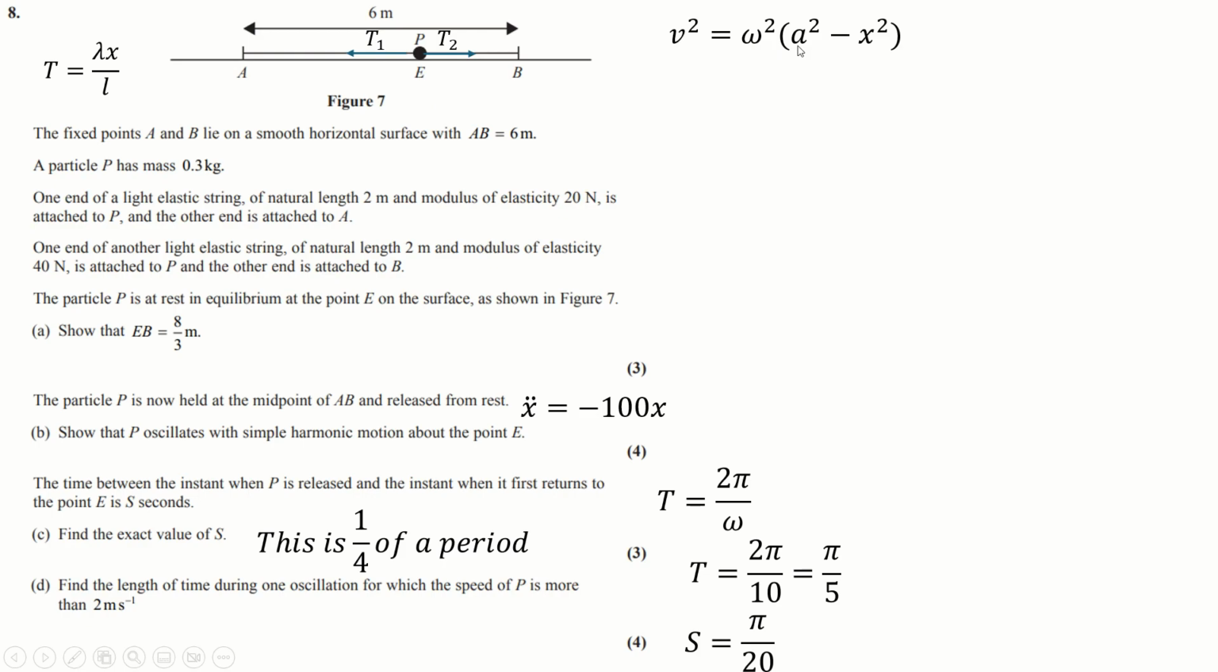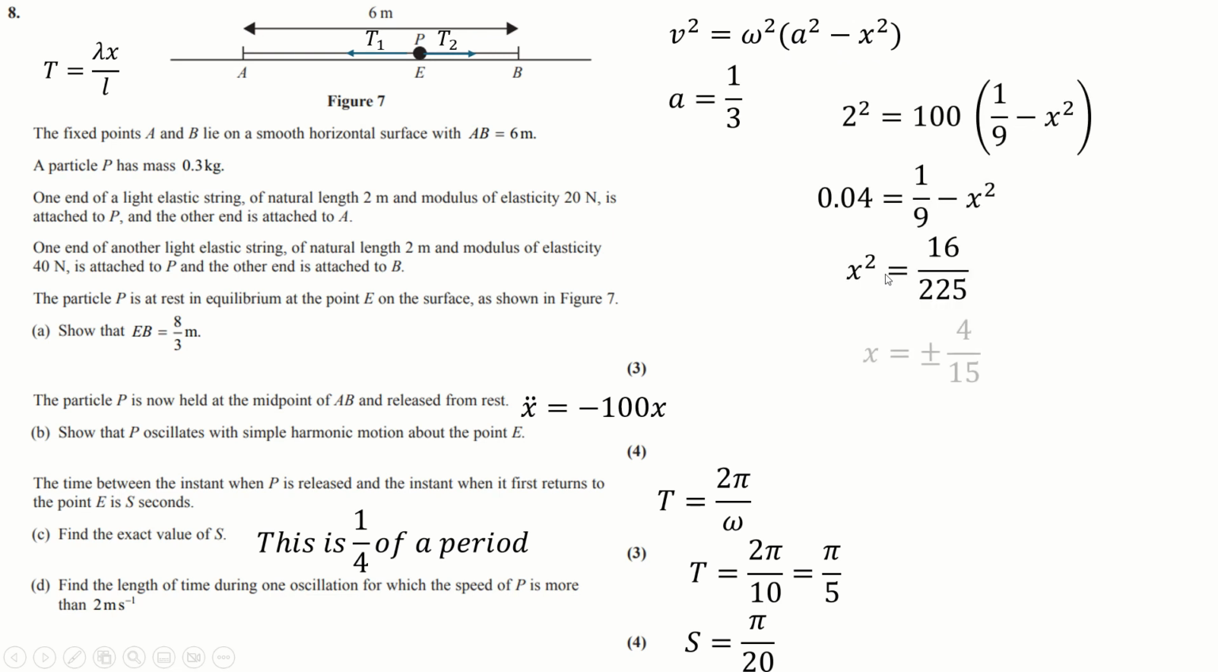Now, A is not immediately obvious, but of course, if EB is 8/3 and it's being released from the midpoint, well, the midpoint is 3 away from B, which is 9/3. So it's just 1/3 from E to the midpoint. So the amplitude is just 1/3. And now I can use all those values to find out the 2 x values for which I'm traveling at speed 2. So essentially, either 4/15 this way will give me a speed of 2, or 4/15 that way. And of course, speed is most in the middle of simple harmonic motion. So I want to be between those two figures there.